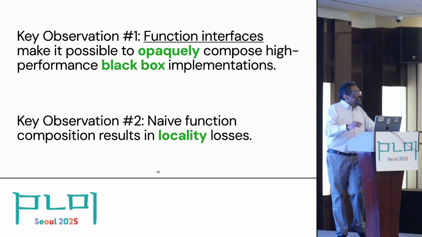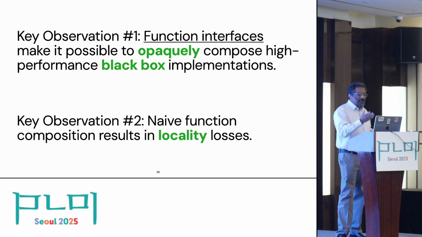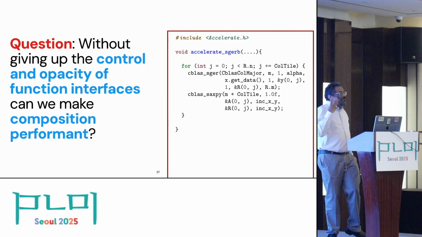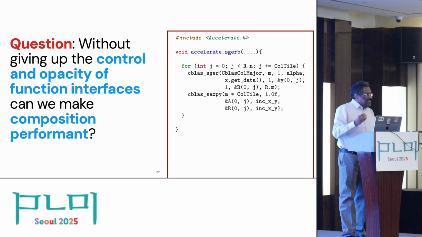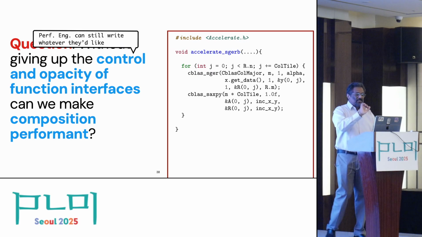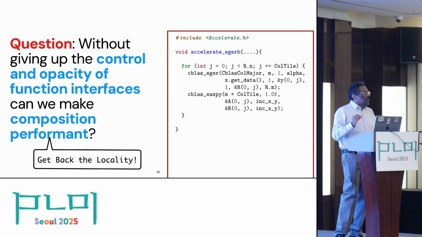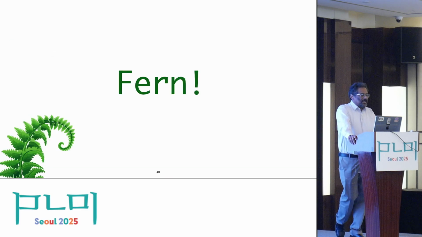But one of these two observations came about. We know how to do these black box individual kernels and compose them. The only problem is there's some locality loss. The question is, can we maintain that composability using black box functions that we know how to do well, without paying the cost that we have to incur for locality? That is where Fern comes in.